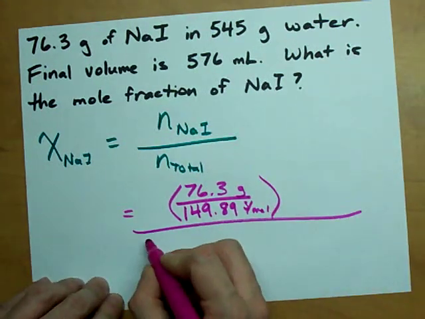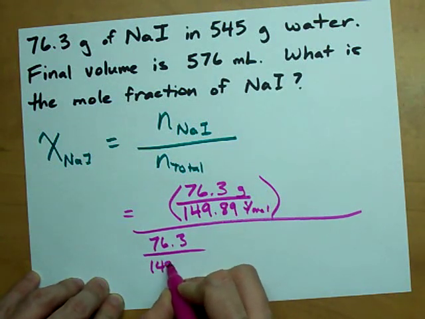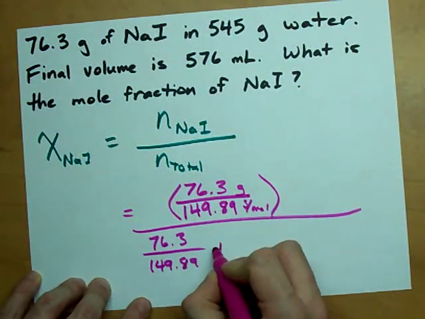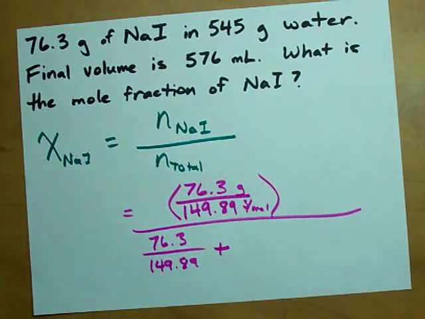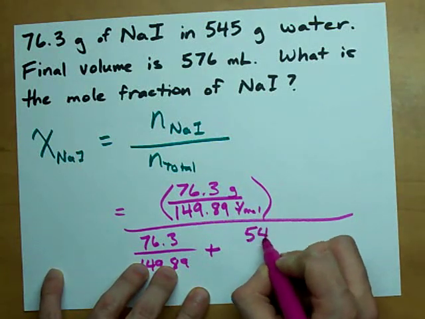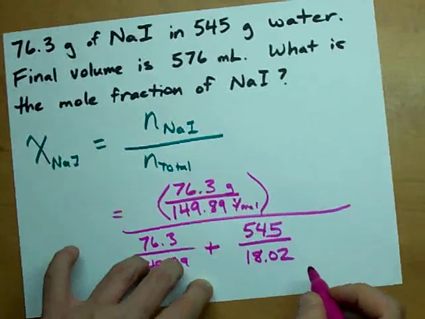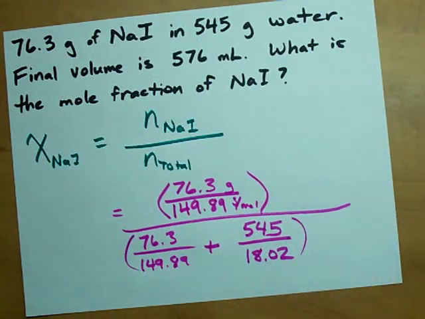Divided by, again, the number of moles of NaI plus the number of moles of water, because now you got to account for the fact that it's a mixture. This is the number of moles of everything, NaI and water included. 545 grams of water divided by the molar mass of water. Don't forget to solve for the top and bottom individually, then plug it in.